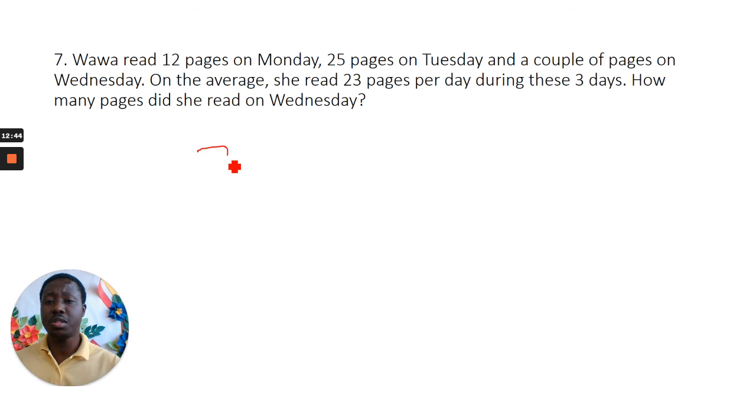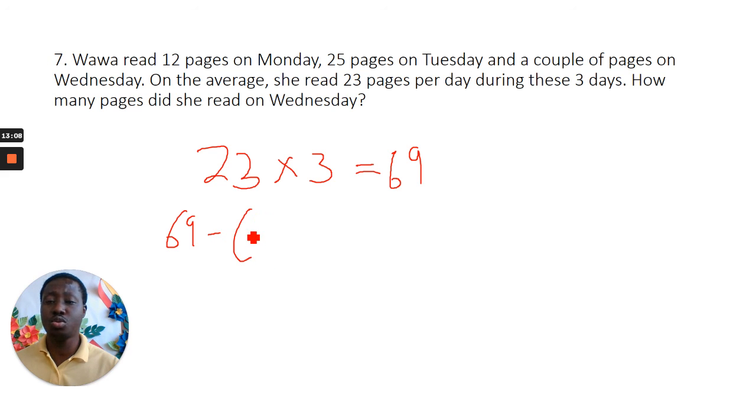So what you do is you will multiply 23 by how many days? We got 3. Okay. So this is going to be 9 and 6, 69. So we're going to get 69 minus, put the 2 days together, which is 12 pages plus 25 pages. Okay. Good. So what will be the answer? You're going to get 69 minus 37, right? Good. And you write your answer here. And don't forget that you should write the word pages. Okay?